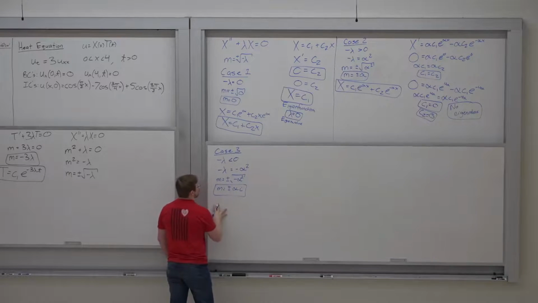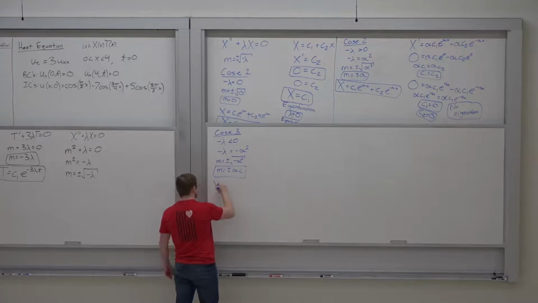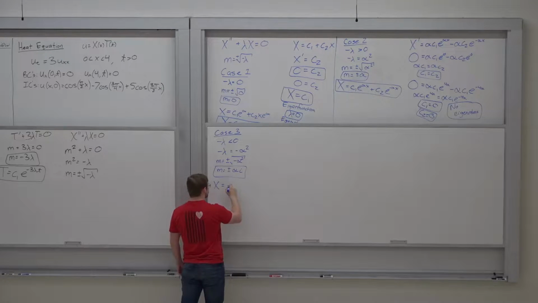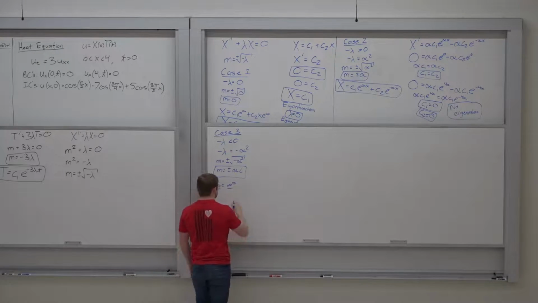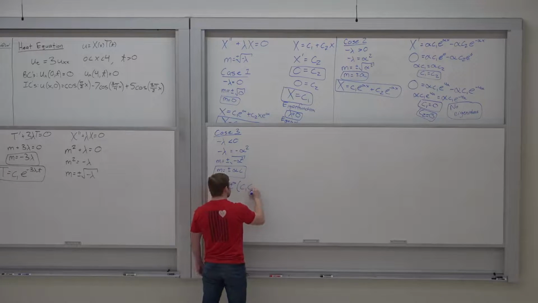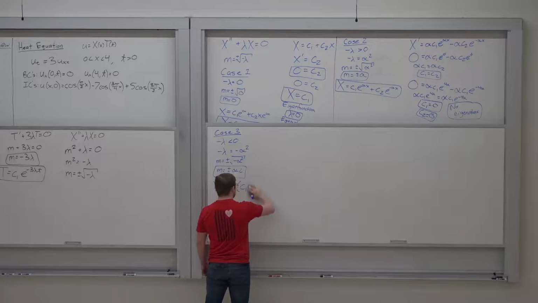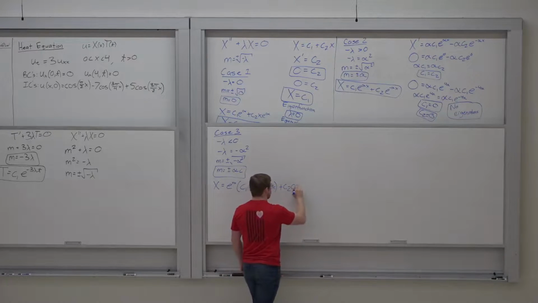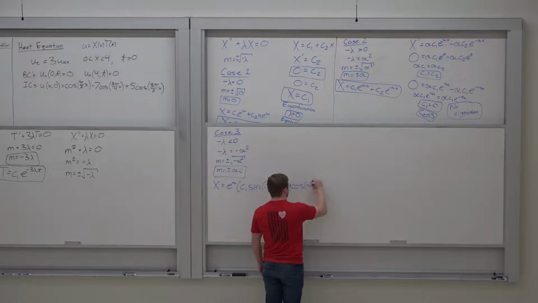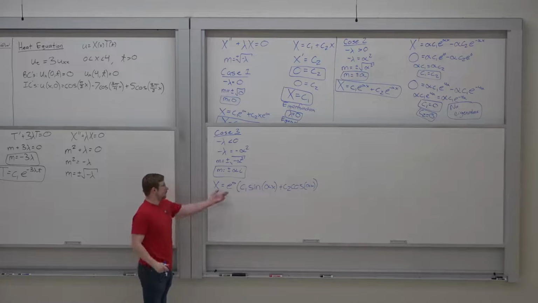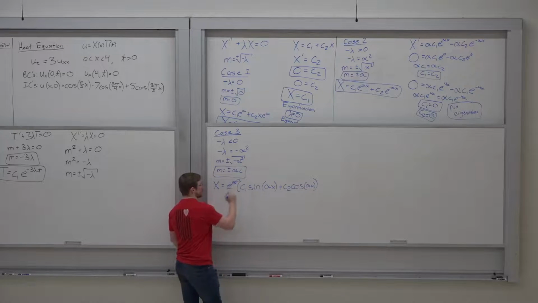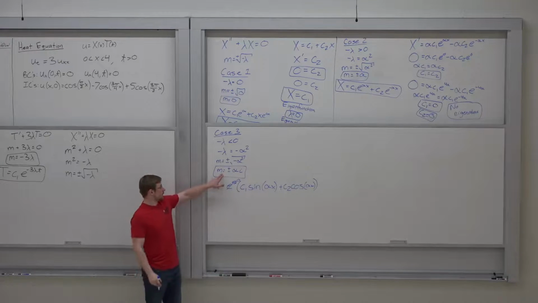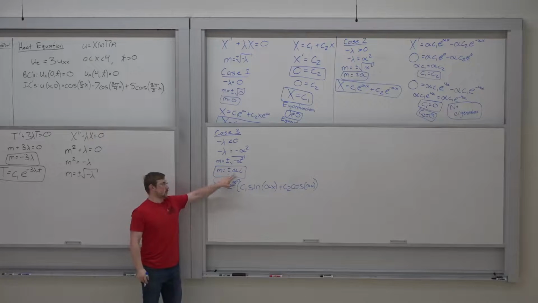Put it in the format of our imaginary, which is capital X is equal to e to the 0x times C1 sine of alpha x plus C2 cosine of alpha x. And I know that e to the 0x is just going to go to 1. And the reason we have 0 is because I have m is equal to 0 plus or minus alpha i, so that 0 comes down to this exponent.